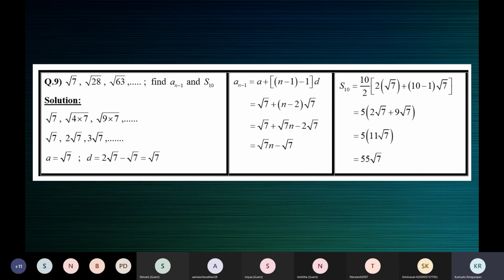Finish working this, children? Yes, ma'am. Okay. So we have an AP, and we need to find the (n minus 1)th term and the sum to the first 10 terms. We need to find a(n minus 1), that is the (n minus 1)th term, and the 10th term. I'm sorry, and the sum to the first 10 terms.